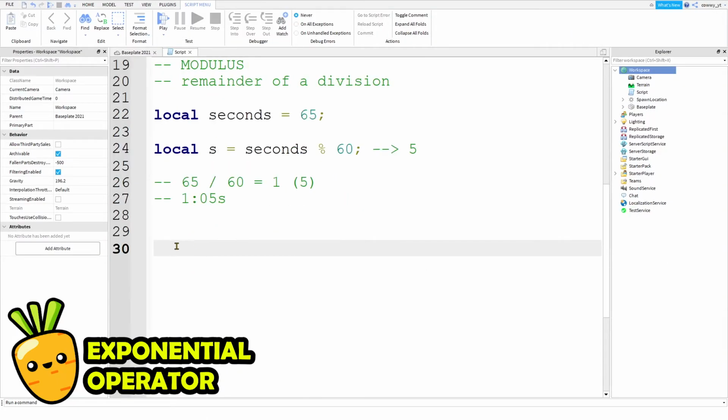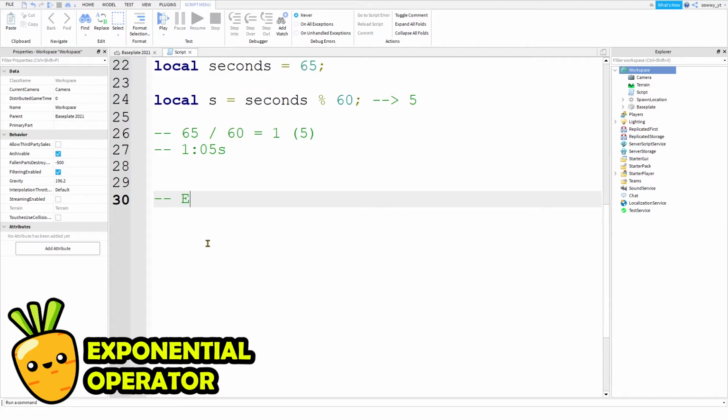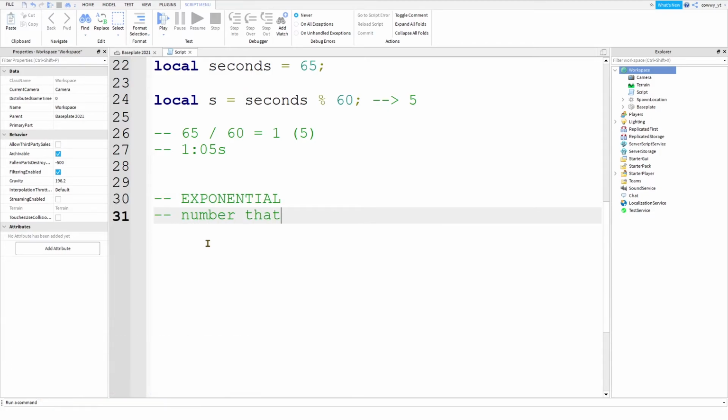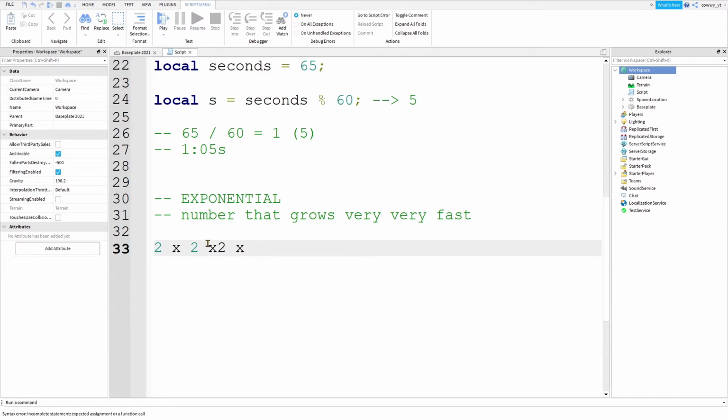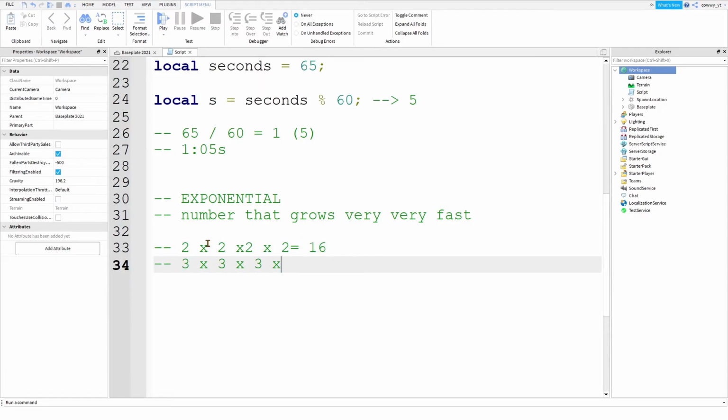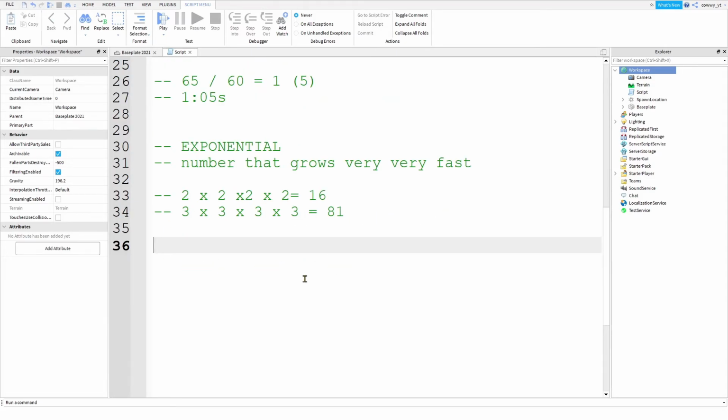So the last operator that I want to cover real quick is the exponential. If you don't know what this means, it means a number that grows very, very fast, usually by multiplying itself many, many times over. So for example, 2 times 2 times 2 times 2 would equal 16. This is an example of exponential growth. Or you can do 3 times 3 times 3 times 3, which equals 81. Now, in a real scripting scenario, you wouldn't type all these numbers, because if you had to do this 200 times, it would be very tedious. Instead of typing all the numbers, we will use the exponential operator to shorten it down.